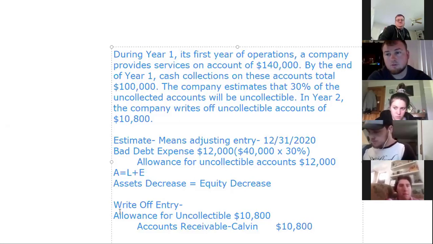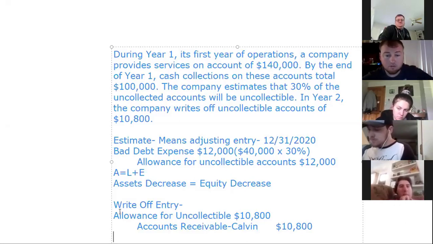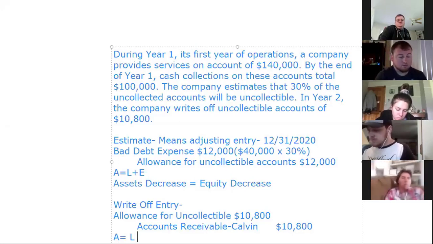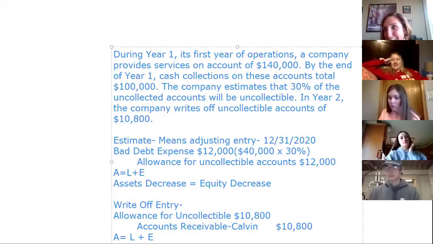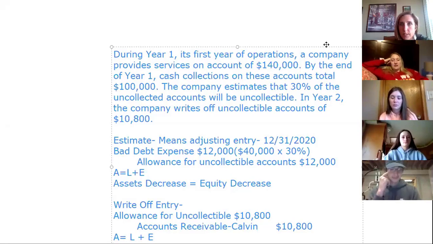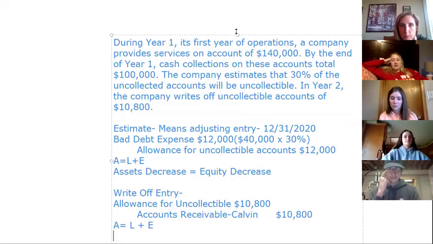So now the final thing on this is, do you understand what that write-off entry is doing to the accounting equation? Because this one can get a little tricky, but not for my smart class. Any guesses what's happening on this second journal entry? See if I can move this up so you can see it.